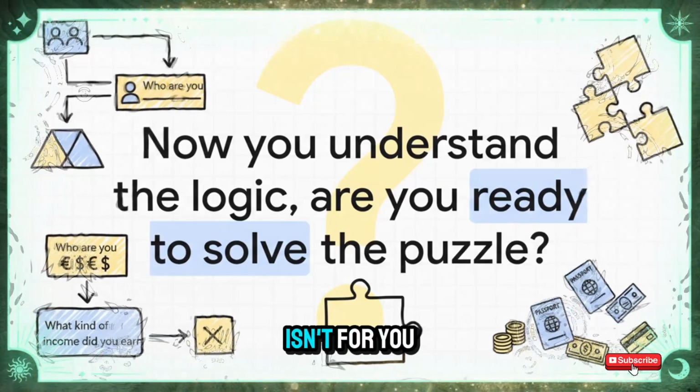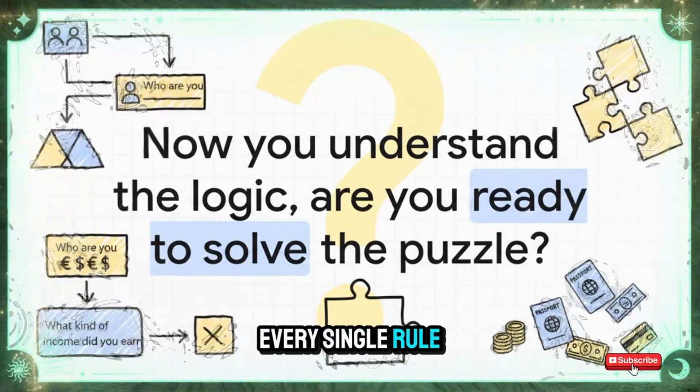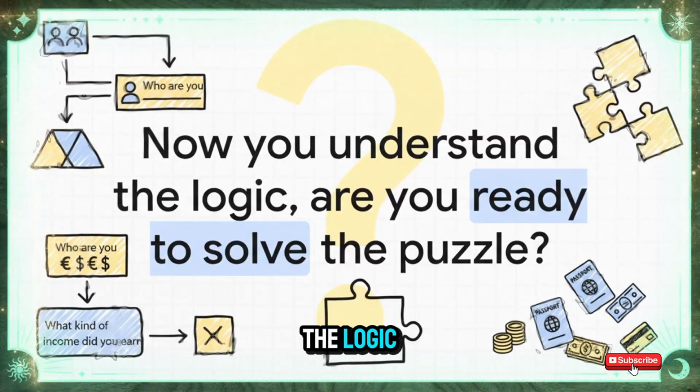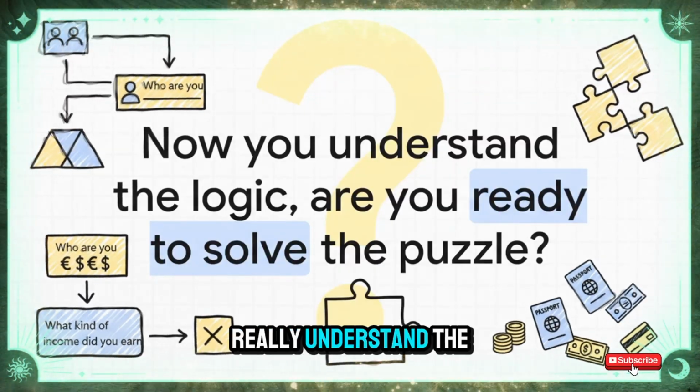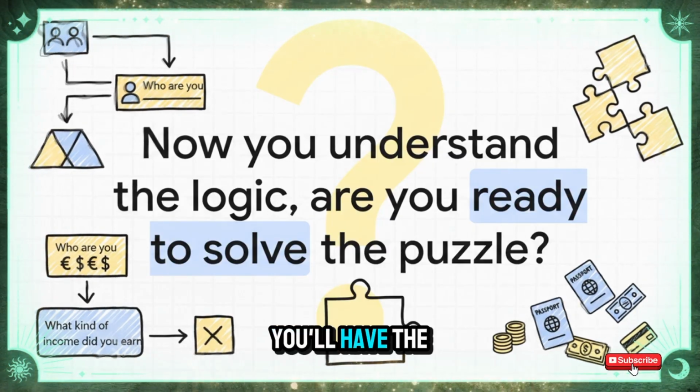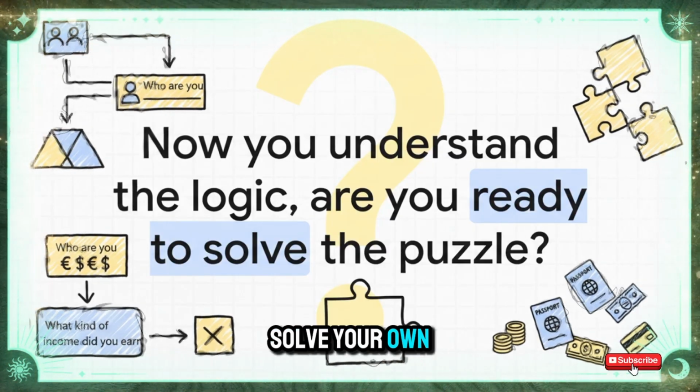The goal here isn't for you to memorize every single rule. That's impossible. The real goal is to internalize the logic. Because once you really understand the why, once you grasp those two keys of status and income, you'll have the framework you need to solve your own piece of this puzzle.